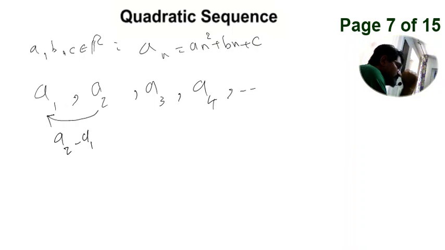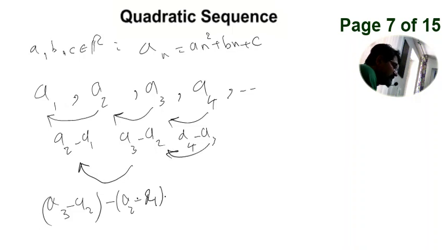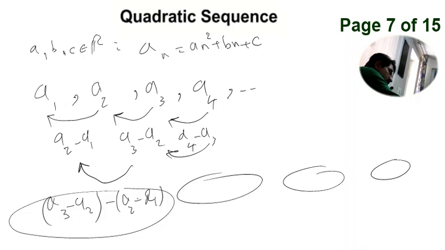We take a2 minus a1, a3 minus a2, a4 minus a3, and then the next differences, a3 minus a2 minus (a2 minus a1), and so on. That is, this sequence of second differences is a constant sequence.